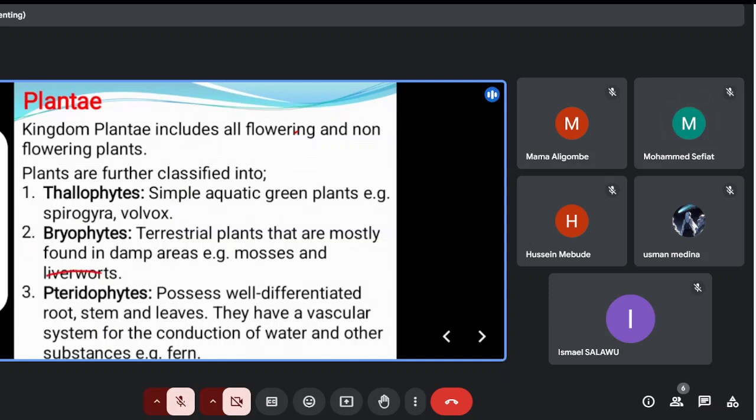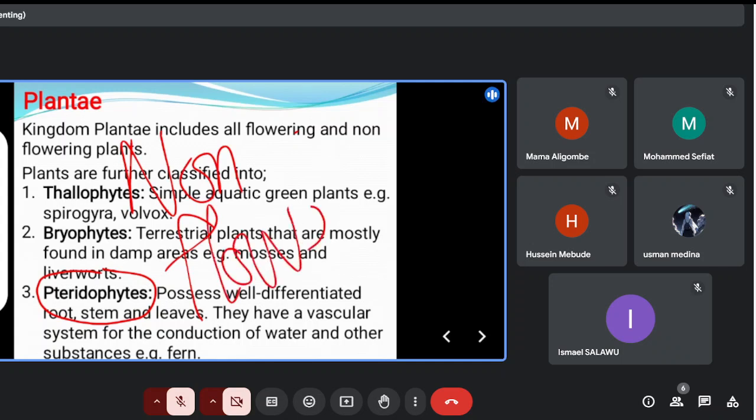So we said they are vascular plants. The pteridophytes are vascular plants. They have roots, stem, and leaves. And of course, the only limitation about these pteridophytes is that they are non-flowering plants. They do not produce flowers.